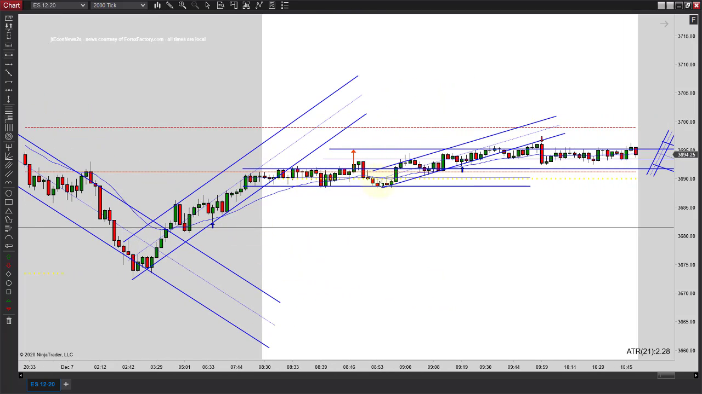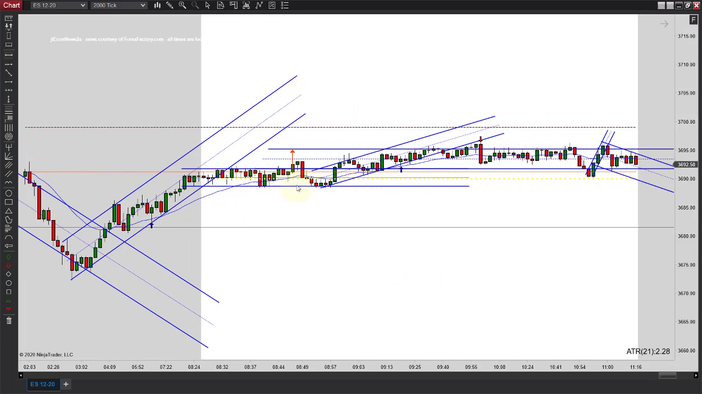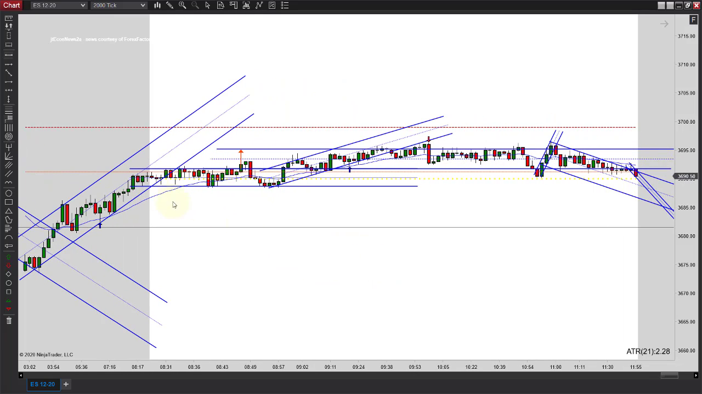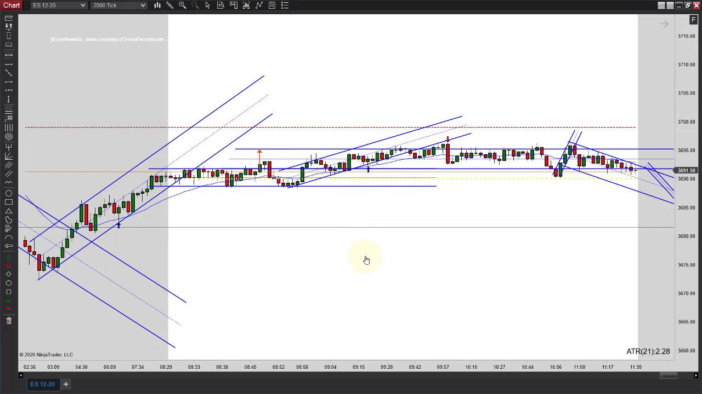And then we just go sideways, and you just can't trade this. It's just too tight. I marked one trade in here. Actually, there's two trades. I'll talk about this one in a minute.